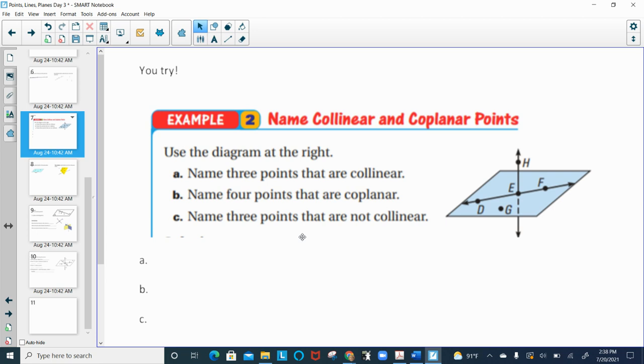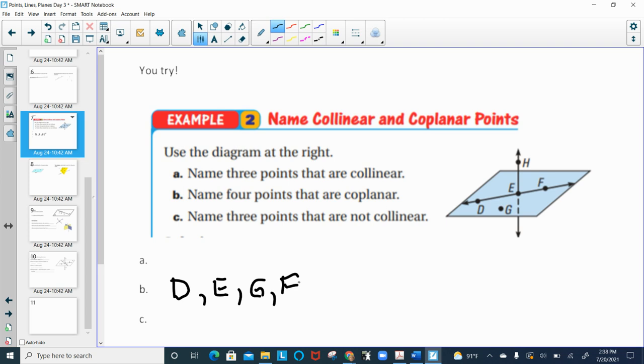So in this particular case, I see D and G and E and F. Those are all lying on the blue plane. So I'm going to write that here. D, E. You can write that in any order you want, obviously, because we're just naming points.